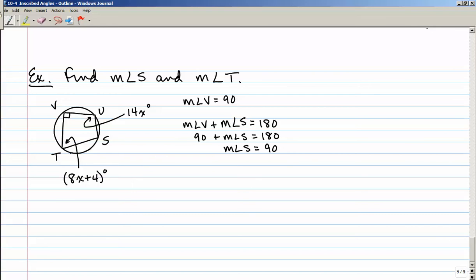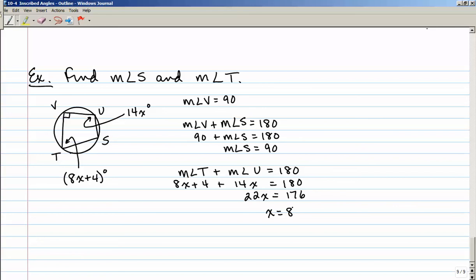I also know that angle T and angle U are going to be supplementary. So the measure of angle T plus the measure of angle U has to equal 180. Or 8x plus 4 plus 14x equals 180. 22x equals 176. So x equals 8. And then substituting that back in for the measure of angle T. T is 8 times x plus 4, or 64 plus 4, or 68.